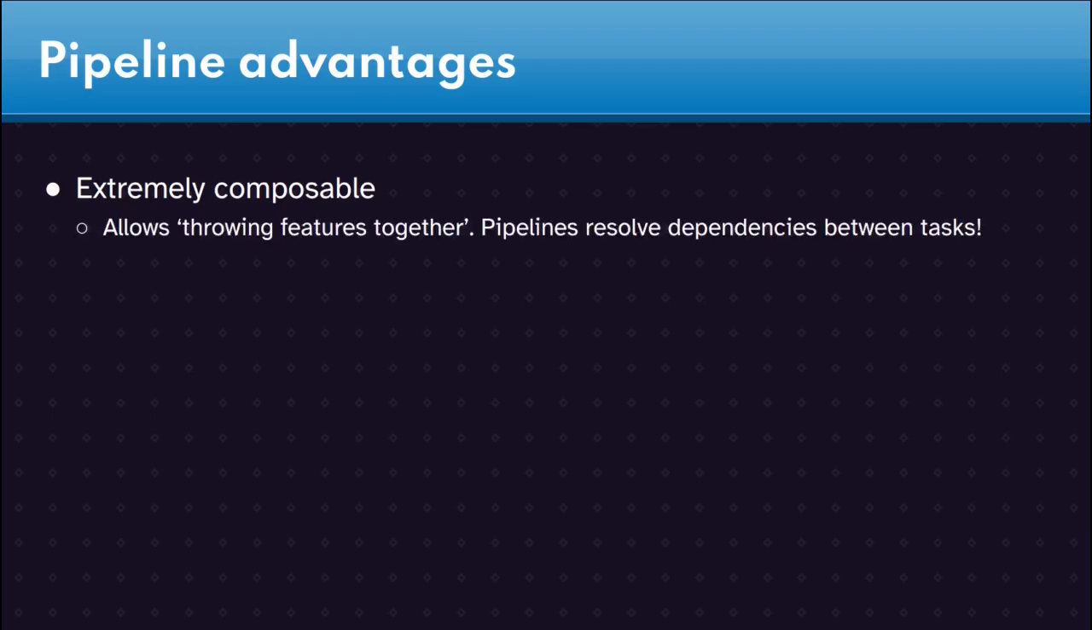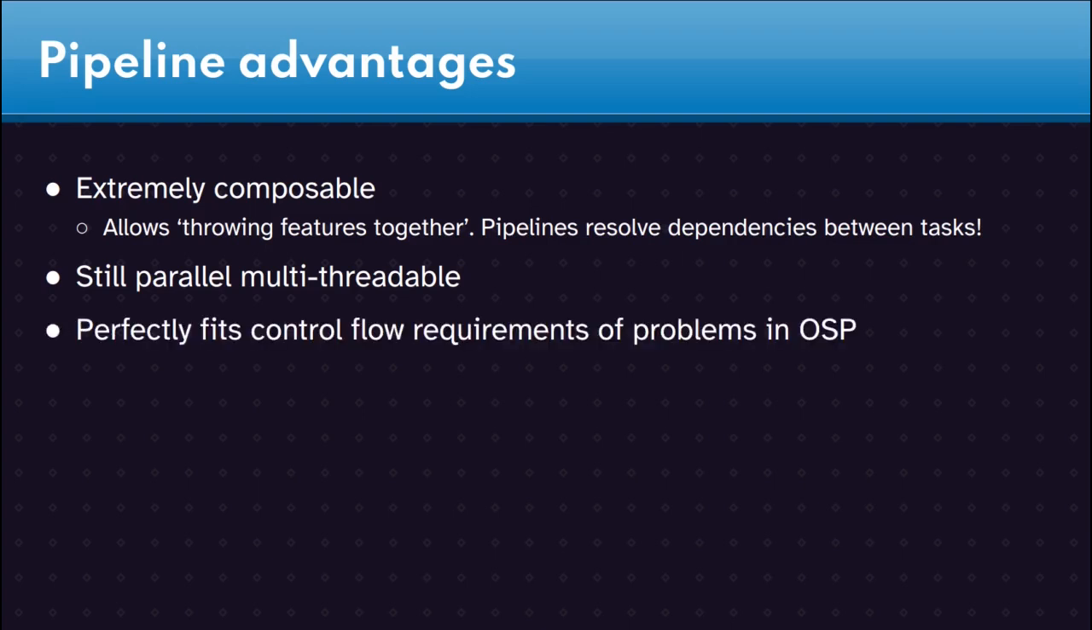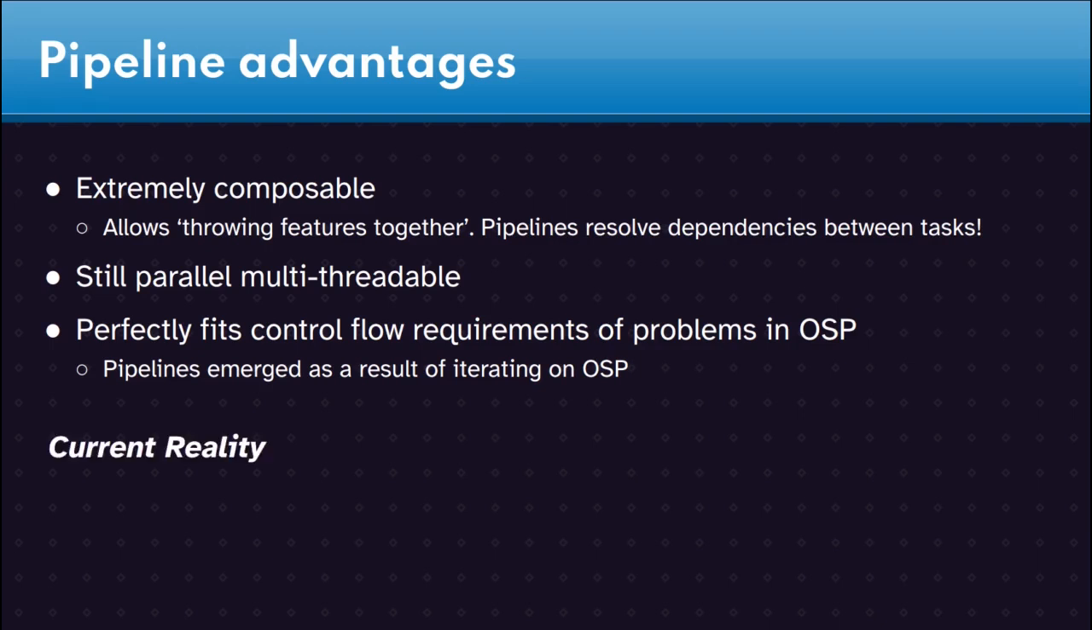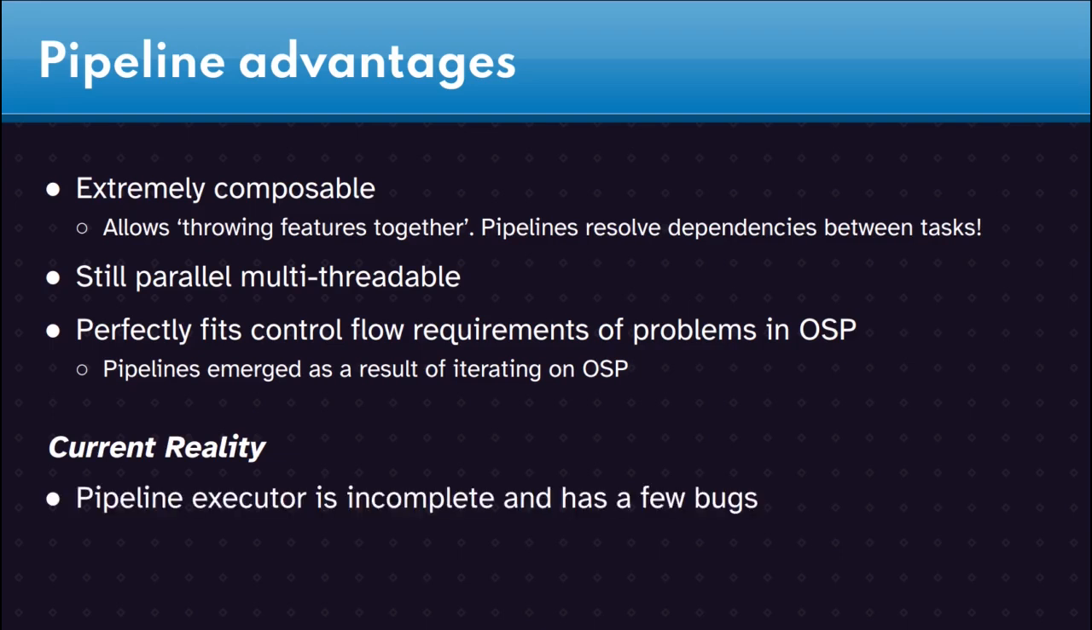So yeah, the advantage to all of this pipeline stuff is that it's extraordinarily composable. We can just throw features together, and then the pipelines would kind of automatically resolve the dependencies between them. And it's still parallel and multithreadable. And it perfectly fits the control flow requirements of the problems in OSP, or kind of just the game loop in general. That's because pipelines emerged as a result of iterating on this project in the first place. So it's kind of the other way around. Pipelines were made for OSP, not that I made pipelines and shoved OSP into it. But additionally, note the current reality of things is that the pipeline executor is a bit incomplete.